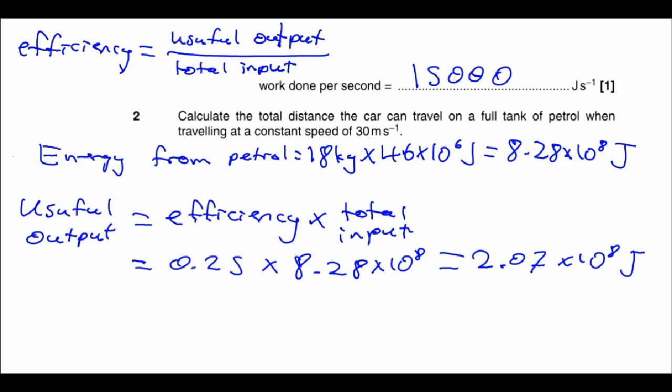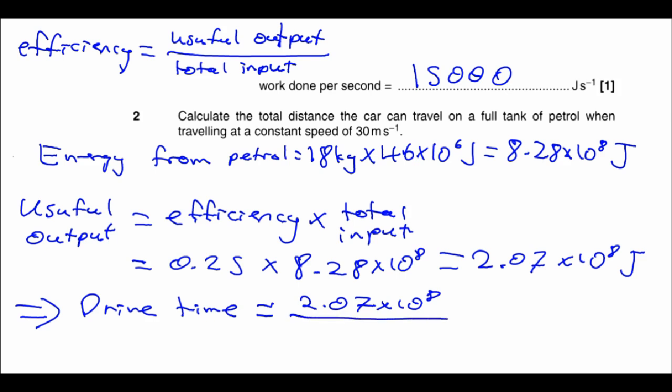We can then find how long this energy will last for the car. From the previous part, we know that the car is doing work at this rate. It's using 15,000 joules each second. Using this information, we can write that the drive time is going to be the energy available divided by the energy used in each second. And this will give 1.38 times 10 to the 4 seconds.